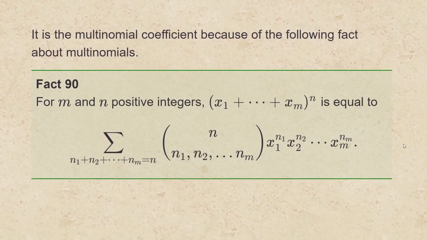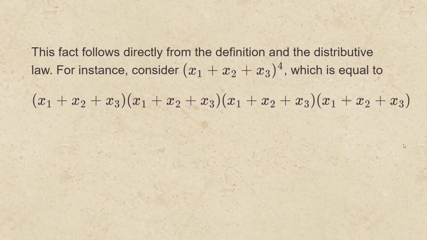It is the multinomial coefficient because of the following fact about multinomials. For m and n positive integers, if you take x sub 1 plus up through x sub m and raise it to the nth power, that's equal to the sum over all non-negative integers n sub 1 through n sub m that add to n of the multinomial coefficient n choose n sub 1 through n sub m times x sub 1 to the n sub 1, x sub 2 to the n sub 2, all the way up to x sub m to the n sub m power. This fact follows directly from the definition and the distributive law.